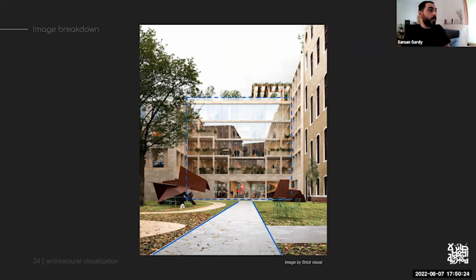And on the upper part, you can see negative space was used. So nothing is happening here. We have a lot of information around here, but on this part of the building, which is around 15 to 20% of the image, it's just white. Nothing is happening there.